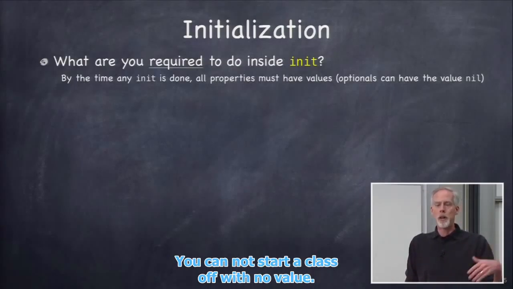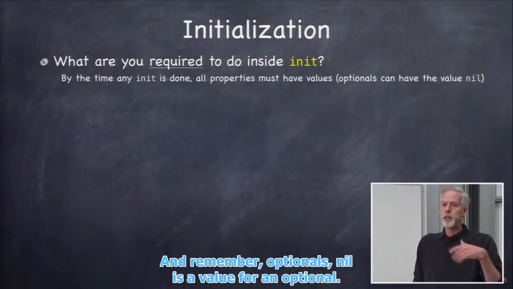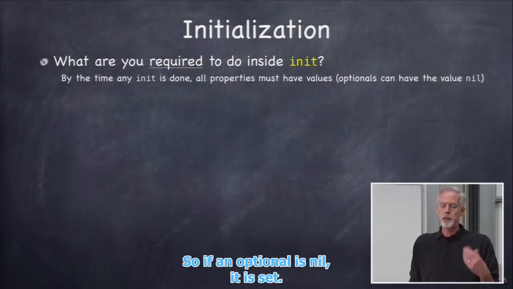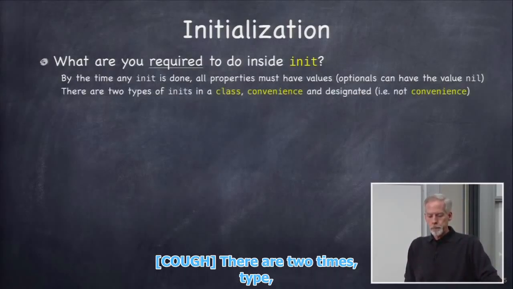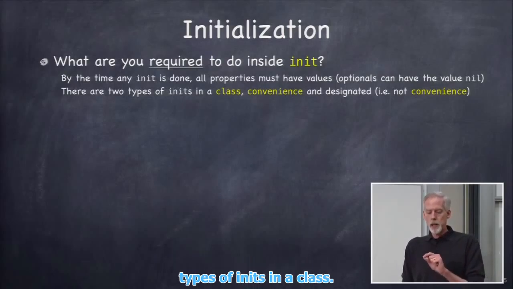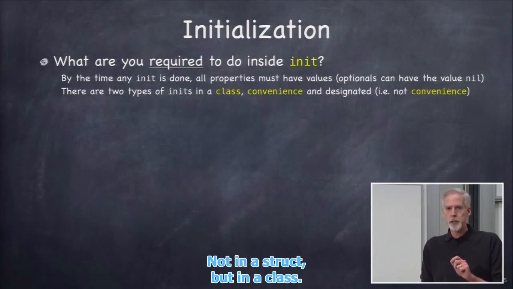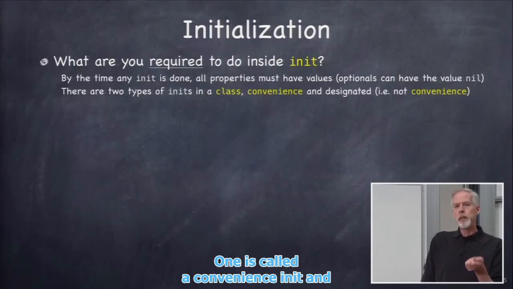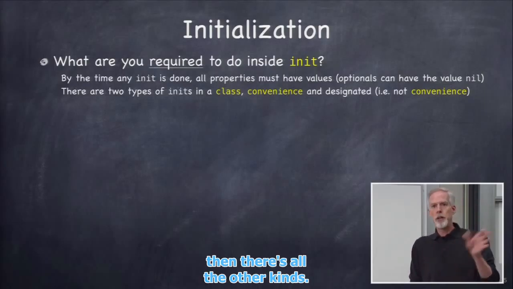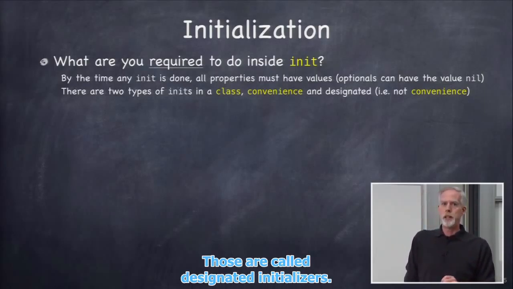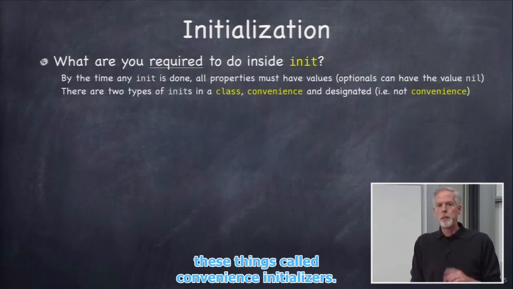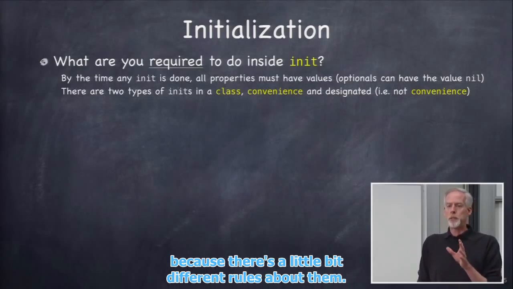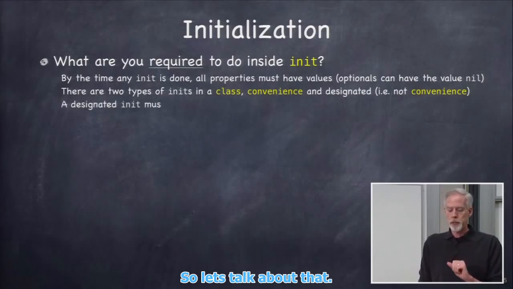You cannot start a class off with no values. And remember, optionals, nil is a value for an optional, so if an optional is nil, it is set, so everything's fine there. There are 2 types of inits in a class, not in a struct, but in a class. One is called a convenience init, and then there's all the other kinds. Those are called designated initializers. So by default, an initializer is called a designated initializer, but there's also these things called convenience initializers. And we make this distinction because there's a little bit different rules about them, so let's talk about that.